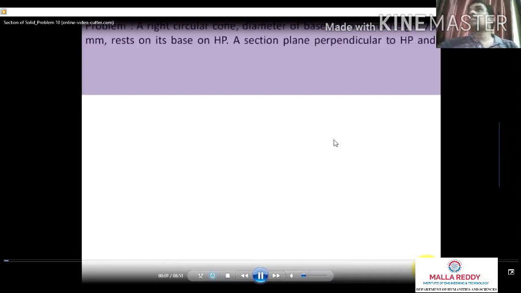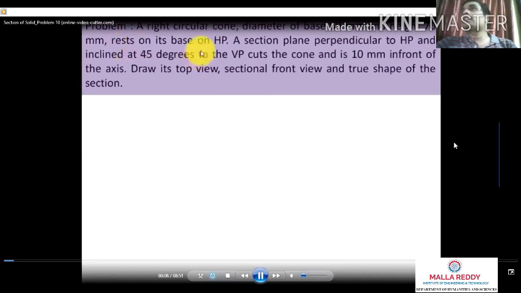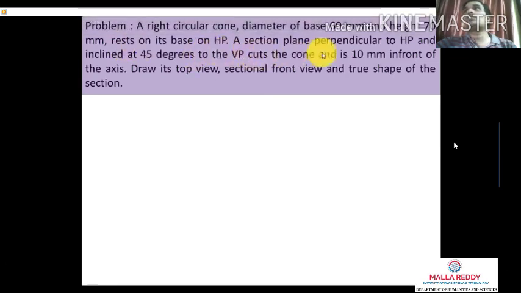Problem: a right circular cone, diameter of base 60 mm and height 70 mm, rests on its base on the horizontal plane. A section plane perpendicular to the horizontal plane and inclined at 45 degrees to the vertical plane cuts the cone 10 mm in front of the axis. Draw its top view, sectional front view, and true shape of the section.